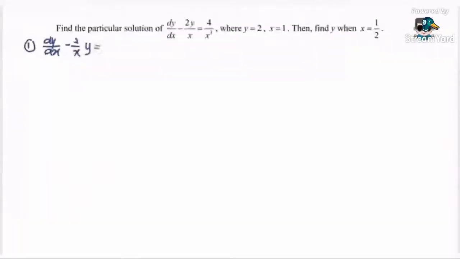Step number 1. Compare the situation with the standard form where we have dy/dx minus 2 over x multiplied with y is equals to 4 over x cubed, where we have P(x) is equals to negative 2 over x and Q(x) is equals to 4 over x cubed.